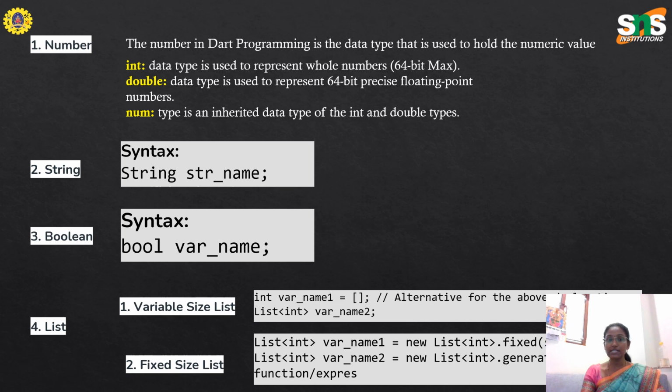Okay, and the next one is string. The string syntax is String followed by the variable name. For example, String Haripriya is an example of a string. And the next one is boolean, written as bool followed by the variable name.